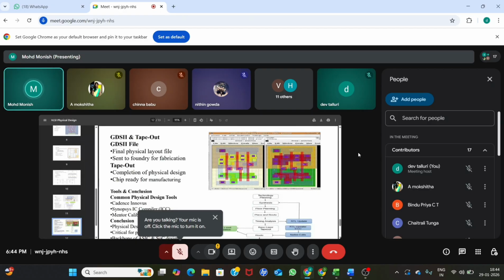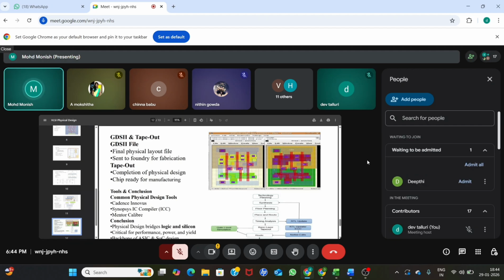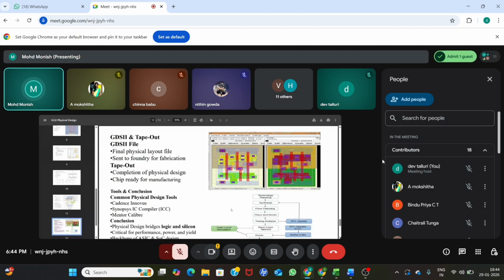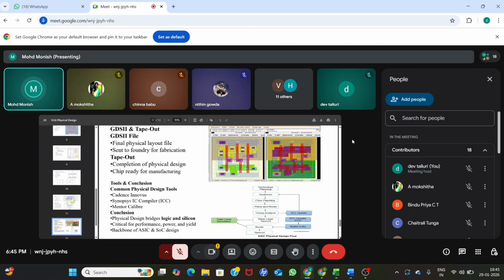Tape out and tools. The final physical design is in the GDS format, as we have studied earlier. When we finish with the tape out, it means the design is ready for the foundry. The industry standard tools are Cadence, Synopsys IC Compiler, Mentor Graphics, and Mentor Calibre. This image shows the tool being used to view the physical layout of the standard cell, showing VDD, VSS, and the metal layers and the diffusion layers.